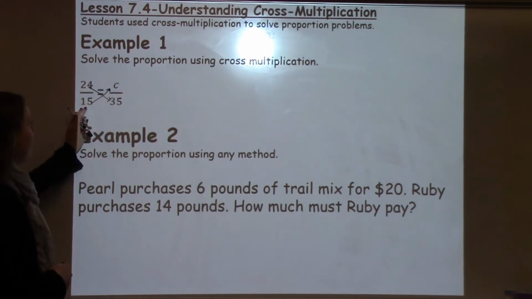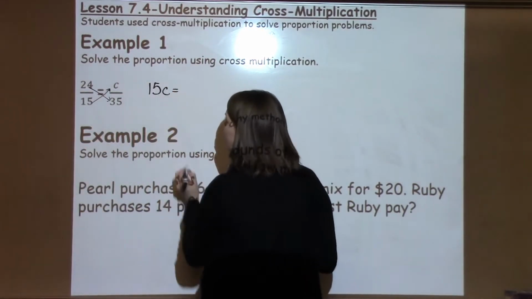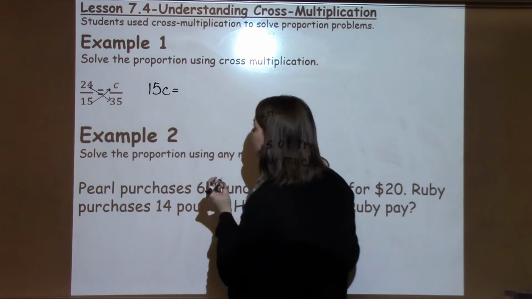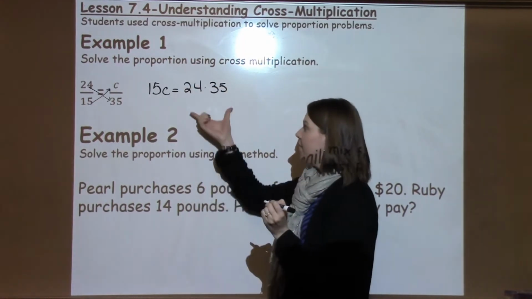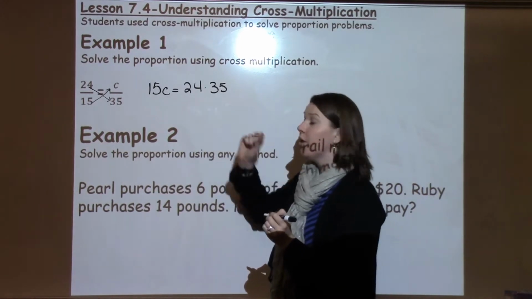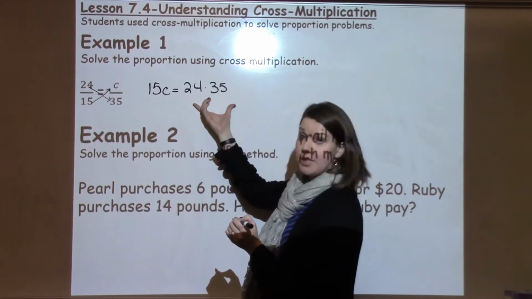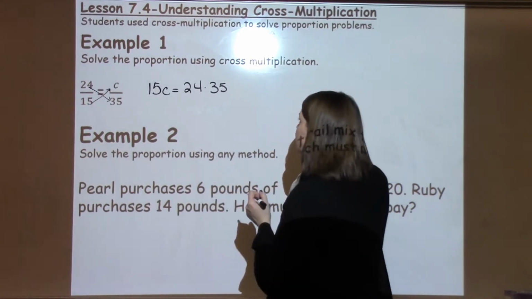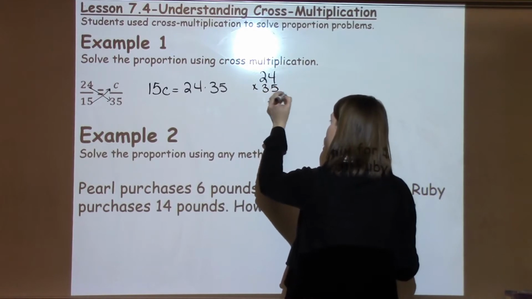So in this case, I'm going to have 15c times 24 times 35. Now to solve this problem, I'm going to need to go ahead and multiply 24 and 35. Then I can go ahead and finish this problem. The 15c equals something. So I'm going to go ahead and take 24 times 35 over here.